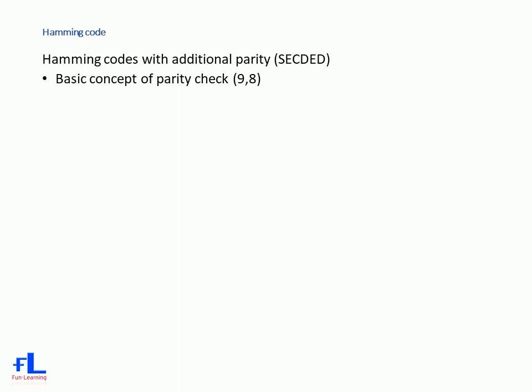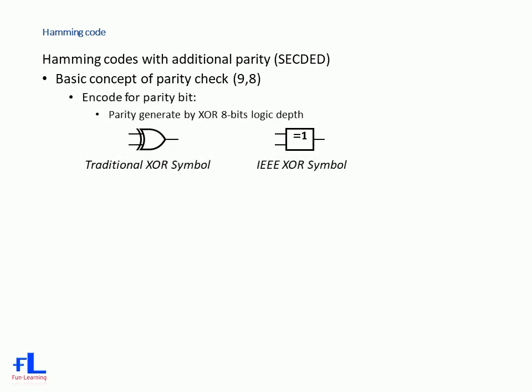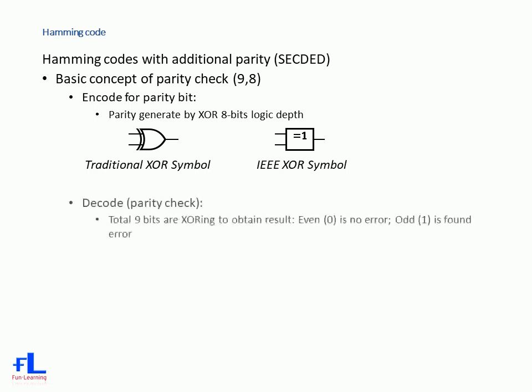Let's understand the basic concept of parity check with the 9/8 code. To encode the parity bit, parity is generated by XORing 8 bits. To decode this parity check, a total of 9 bits are XORed to obtain an output result: even, 0, is no error; odd, 1, is a found error.